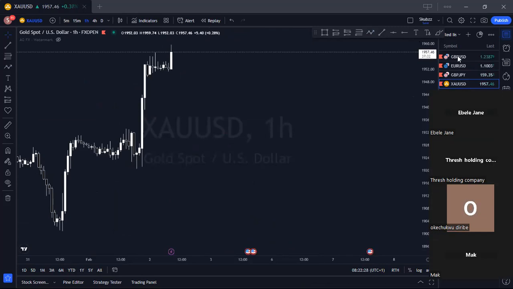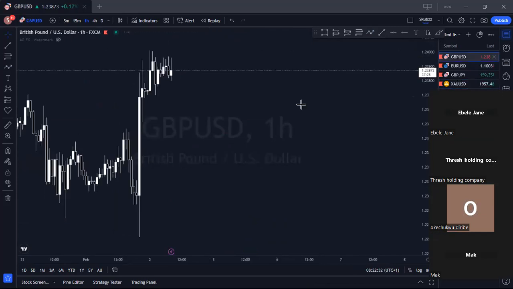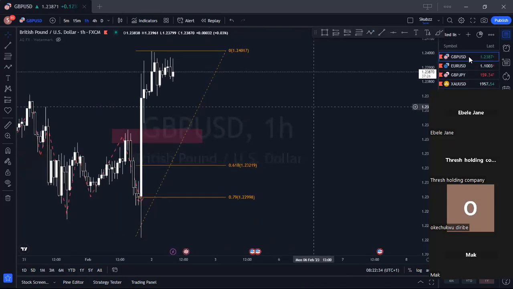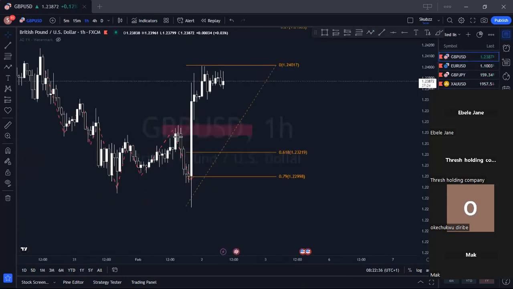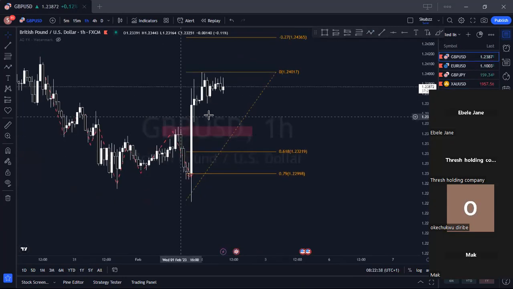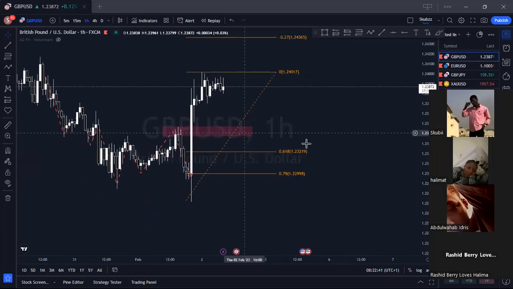I've looked at GU now. This is what I have on GU. GU just broke to the upside here. I'm not trading it though, but if you want to trade it, these are the levels you can watch out for.